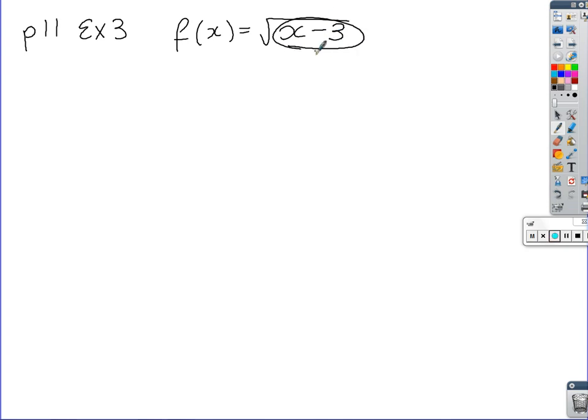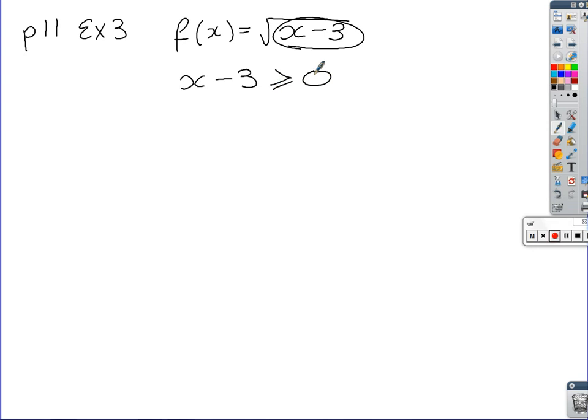On page 11, we'll have example 3. F of x equals square root x subtract 3. This uses rule 2, that we cannot have a negative number inside the square root. So x subtract 3 inside the square root cannot be negative. So that means it can be positive or 0.